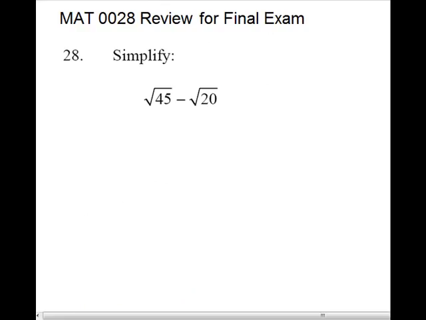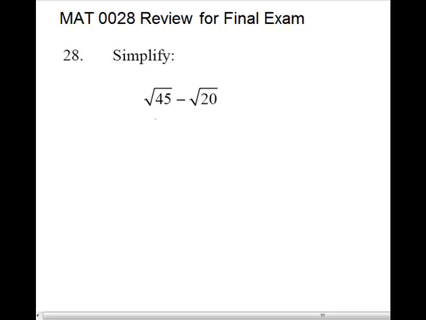Our next problem is to subtract 2 radicals. To add or subtract radicals, you have to have like radicals. So right now these are not alike. They don't have the same thing underneath the radical symbol, but they're pretty big. So let's see if we can break them down first.